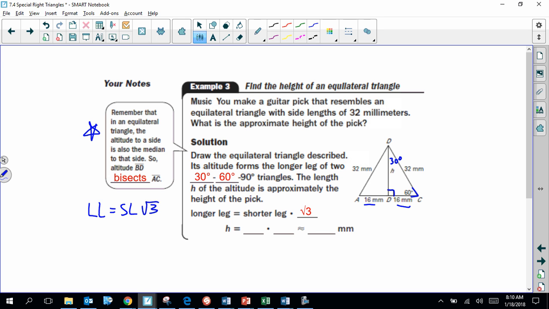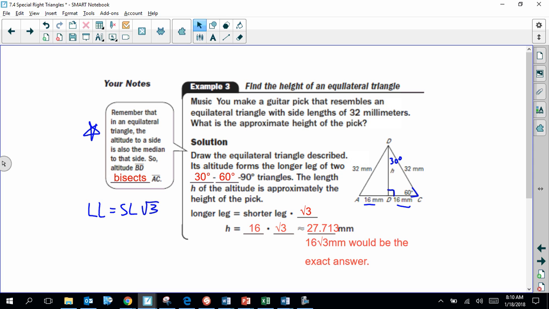height of this particular triangle would be, we substitute the values. The height is equal to the long leg, in this case the height of the triangle we're looking at. This is the triangle we're looking at. So this is the long leg, this right here would be the short leg, and obviously that's the hypotenuse. Substituting the numbers, the height of the triangle would be 16 radical 3 units long as an exact answer, or about 27.713 millimeters as an approximate answer.